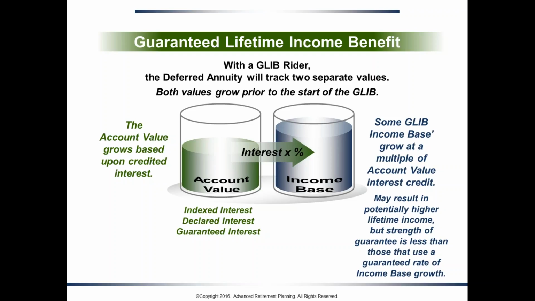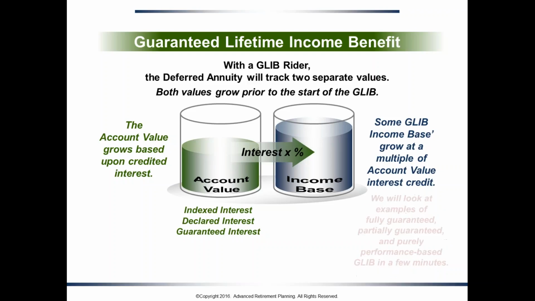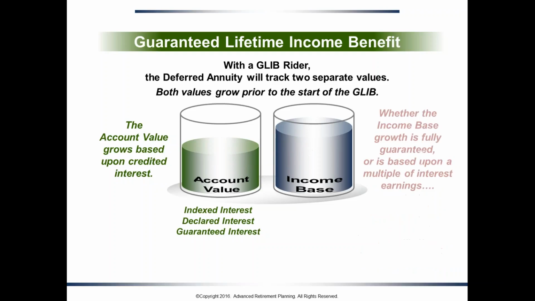We'll talk later about the pros and cons of each of these, fully guaranteed versus performance-based, but increasingly we're seeing these types of income riders come out. The Allianz 222 product is a great example of that. That's a purely performance-based income benefit. So we'll get into that later. We're going to look at examples of all of these in a few minutes.